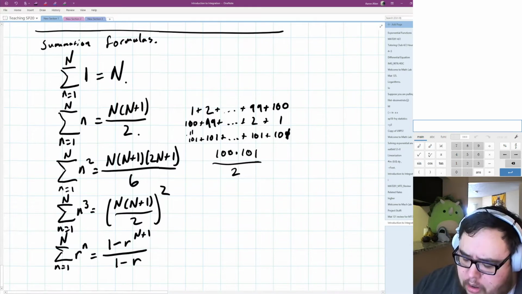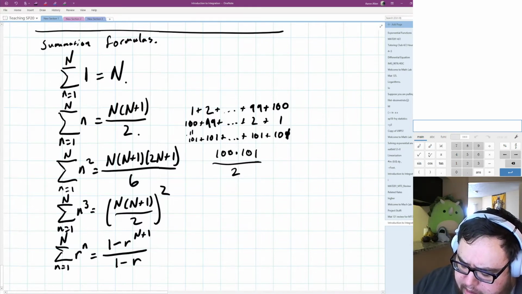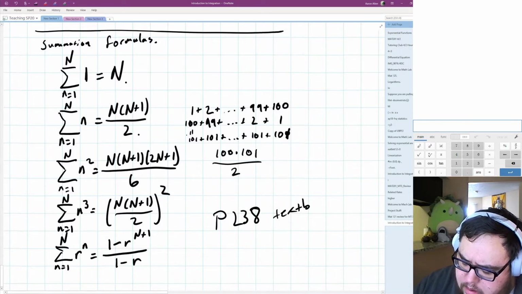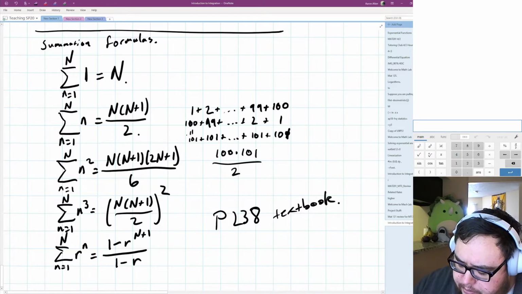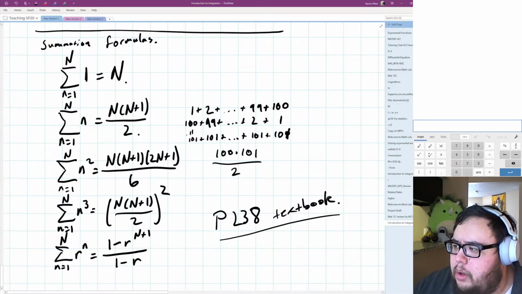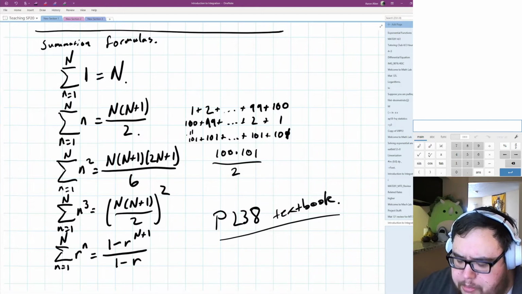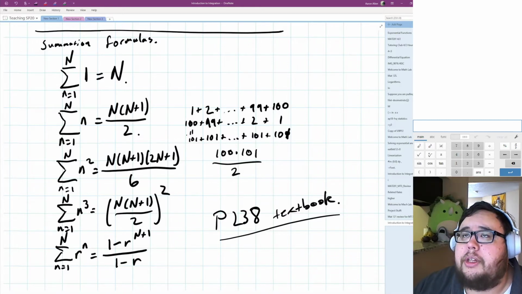These formulas are found on page 238 of the textbook. If you want to refer to them in a nicely typed up version, you can do that there. It'll also be in the printed out copy of the whiteboard notes if you didn't get them down here.